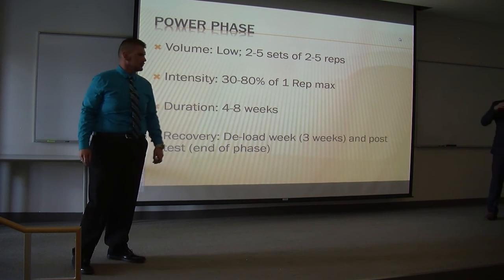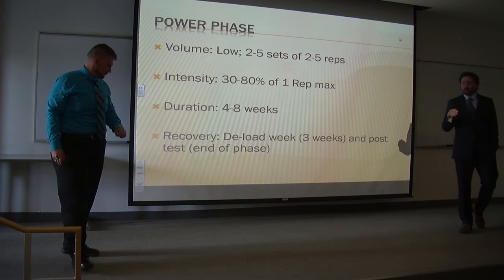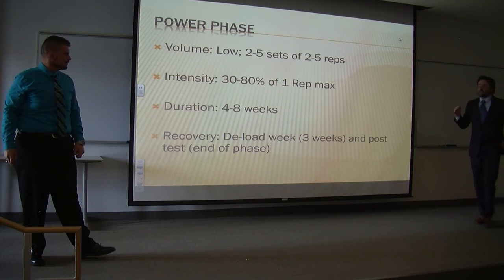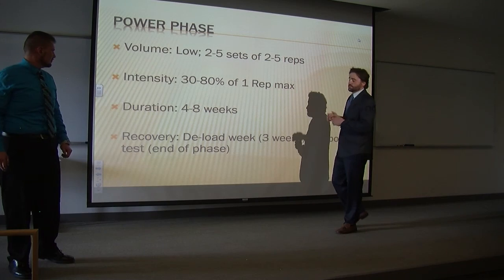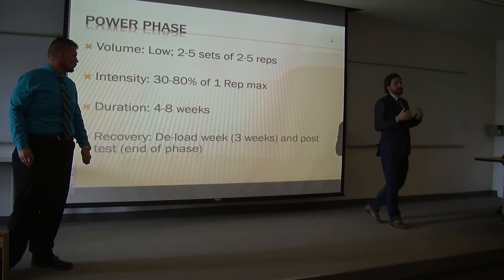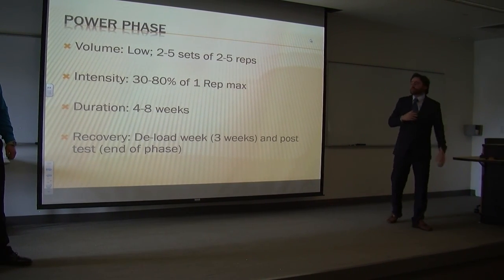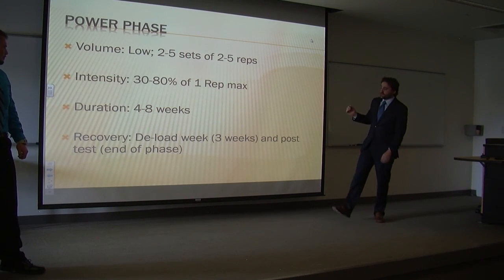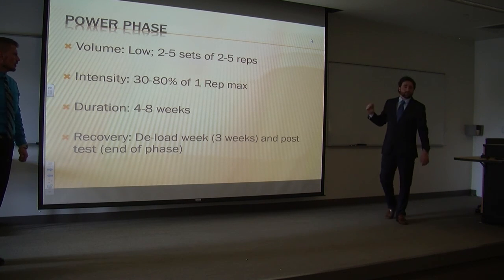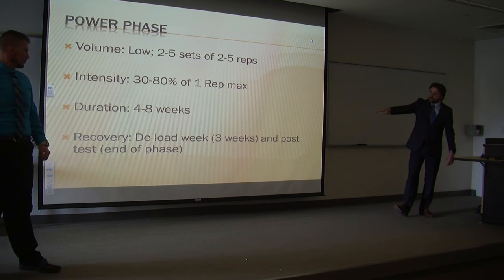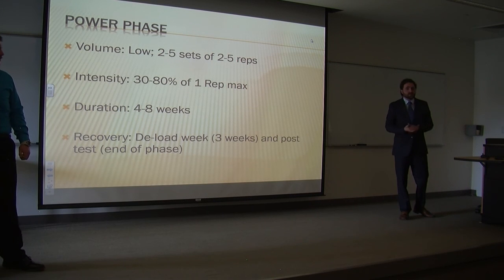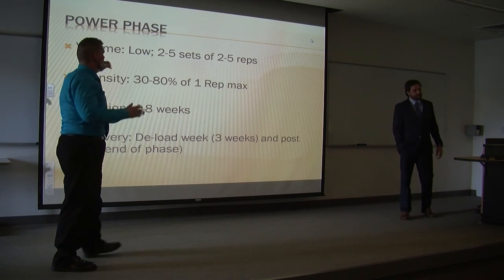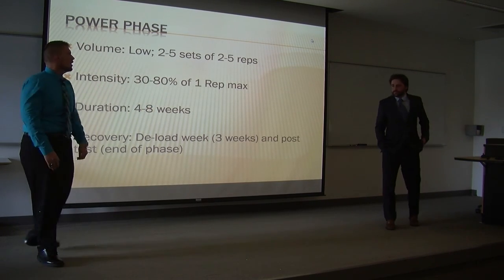So now we're going to look at the power phase. The volume is going to be low. An example is 2 to 5 sets of 2 to 5 reps. And the variance in this one is pretty different. It's 30 to 80% of 1 rep max. And again, that just bases off what exercise the specific athlete is doing. And then the duration for this one is 4 to 8 weeks. Recovery, so we're going to have a deload week every 3 weeks. And post-testing, that's going to be a little deload week almost, because he's just going to be doing testing and everything. With this, it's kind of our last phase before we get into our competitive phase.